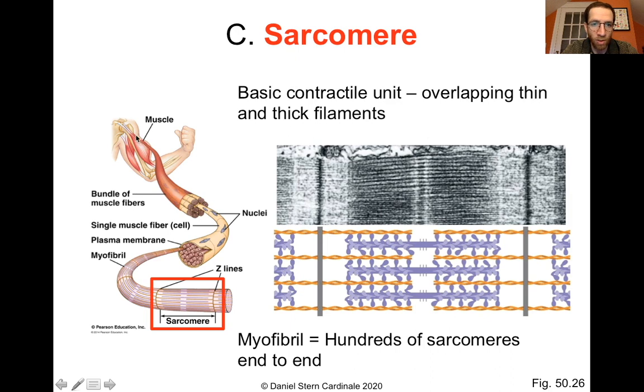So we have the muscle itself. Within that muscle, we have muscle fibers. And each of those muscle fibers, right here, this is a single muscle fiber or muscle cell. It contains many myofibrils, and each myofibril is hundreds or thousands of sarcomeres end to end. And each sarcomere contains thin filaments and thick filaments. So as far as muscle structure goes, I want you to know this hierarchy of muscle structure.